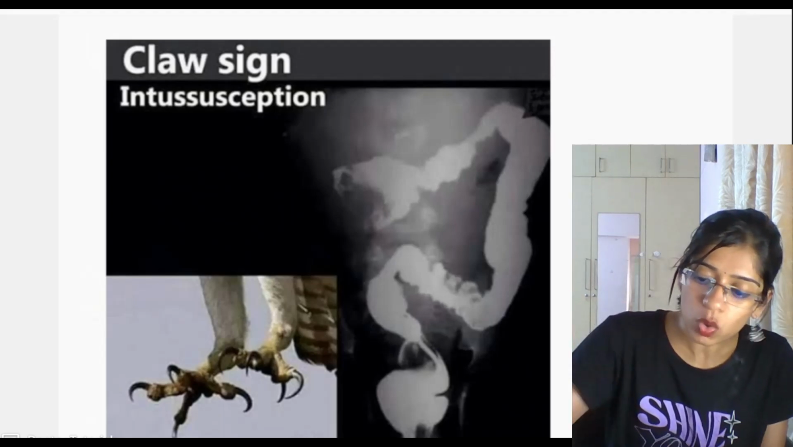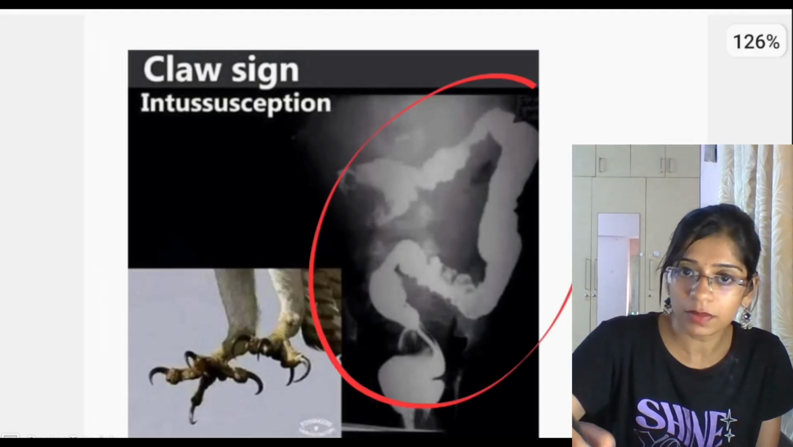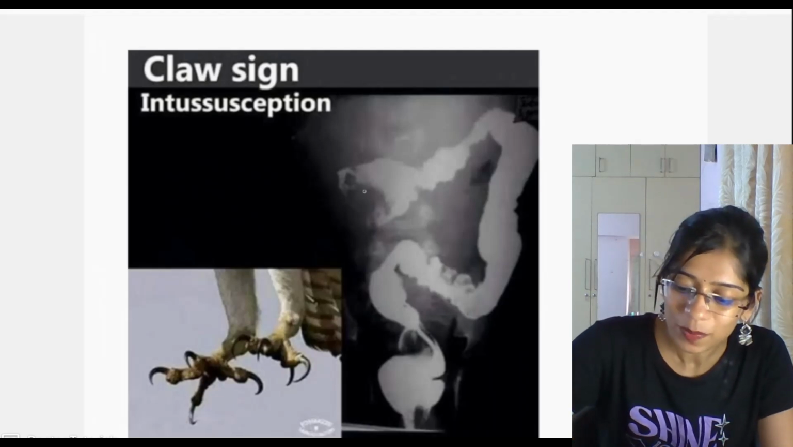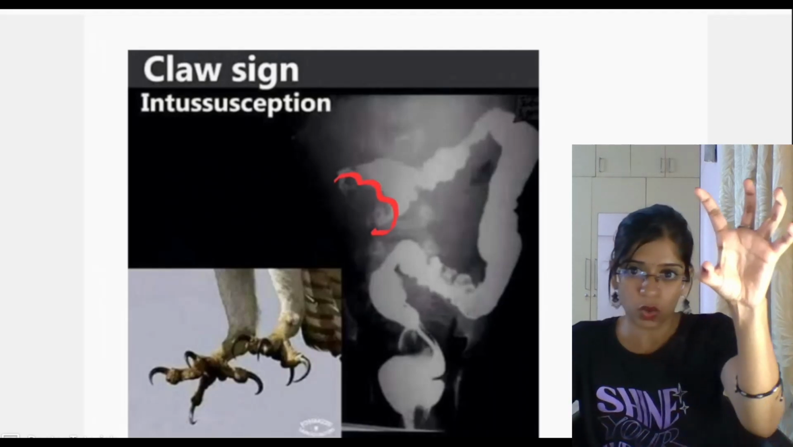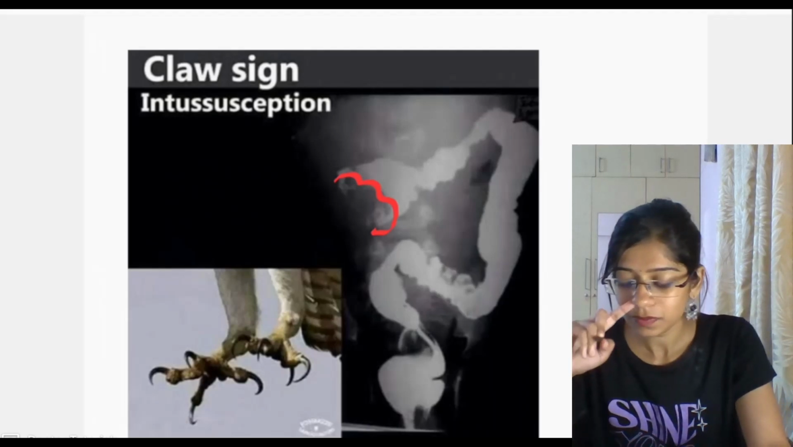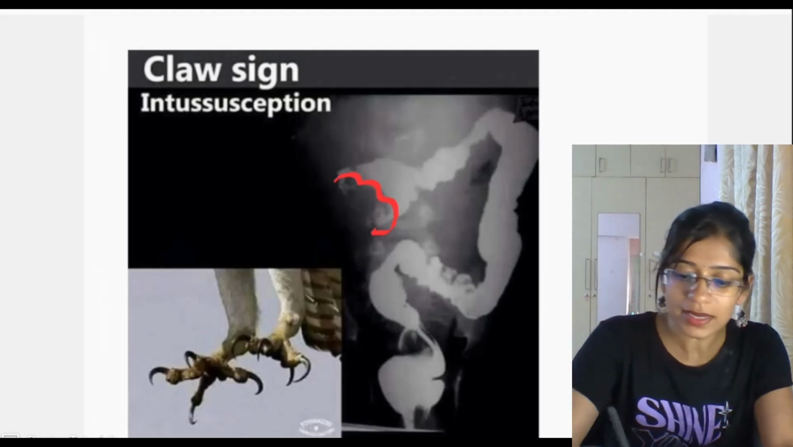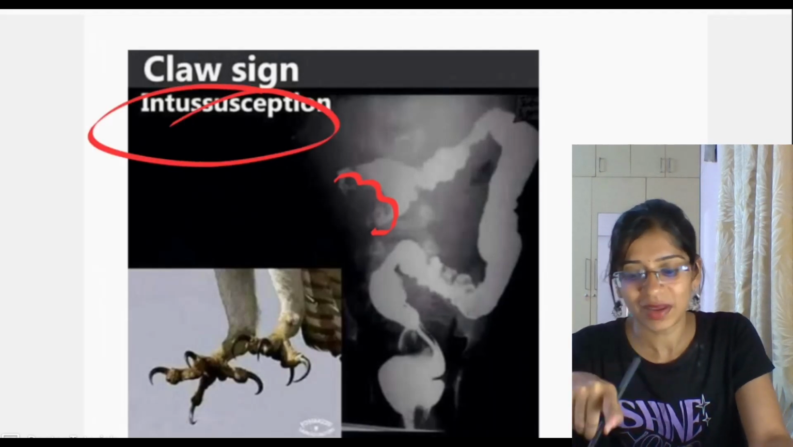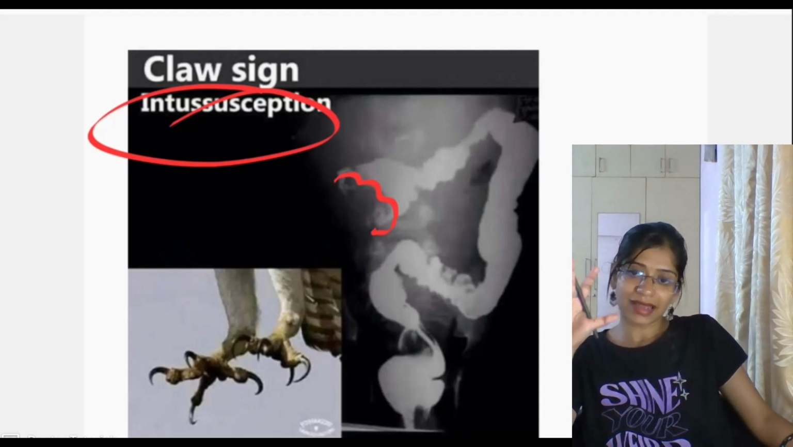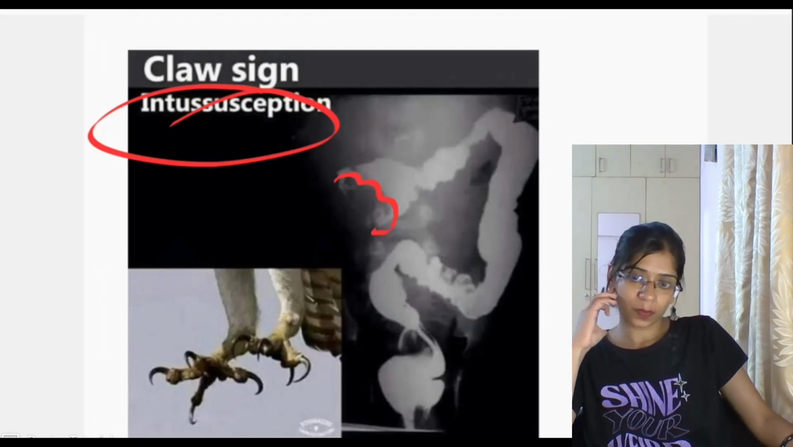After giving the enema, if you see this kind of image, then it means the child has intussusception. See, look here, it looks like a claw. So if you see the claw sign after enema on imaging, then it is intussusception. Very important sign. So this is diagnostic, it helps us reach the diagnosis. And as I said, contrast enema is also therapeutic.